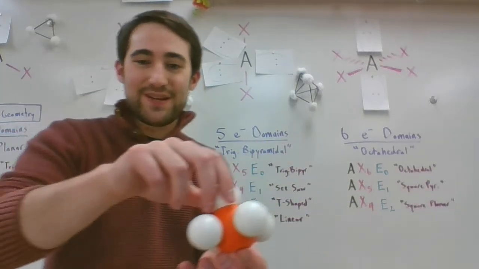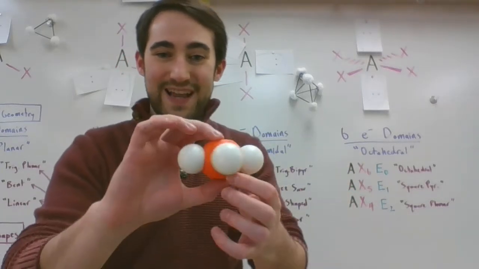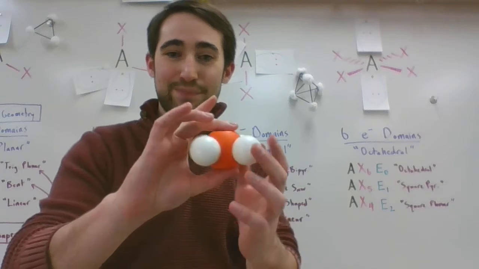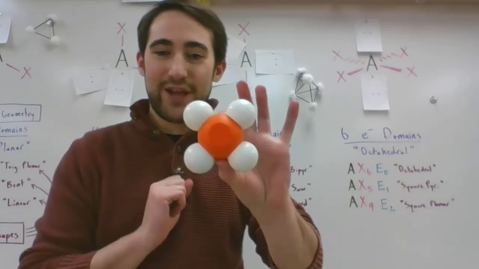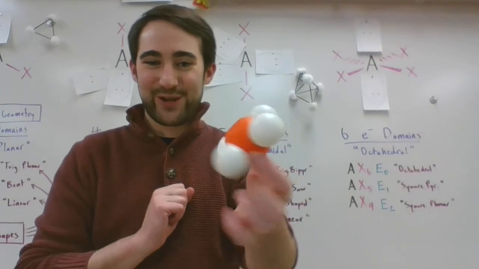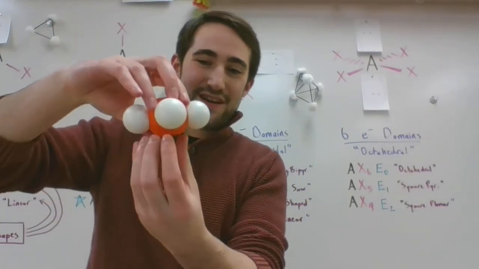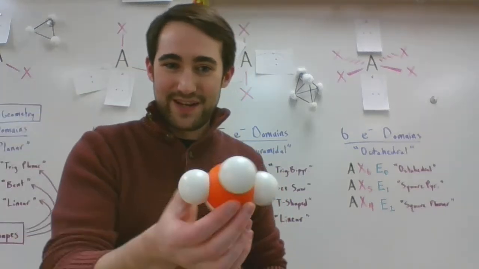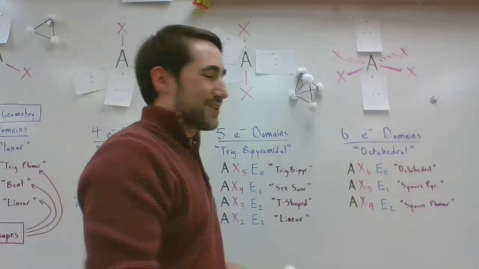So what we're left with is something like this, where all these atoms are in a line in the same plane. We call this square planar, which makes for a really cool looking molecule. I like this one. Our lone pairs of electrons are here and down on the bottom. We call this guy square planar. And that's the last of our options.